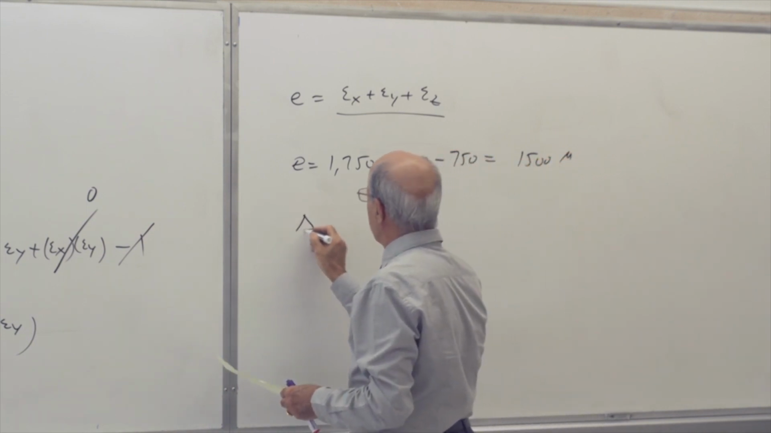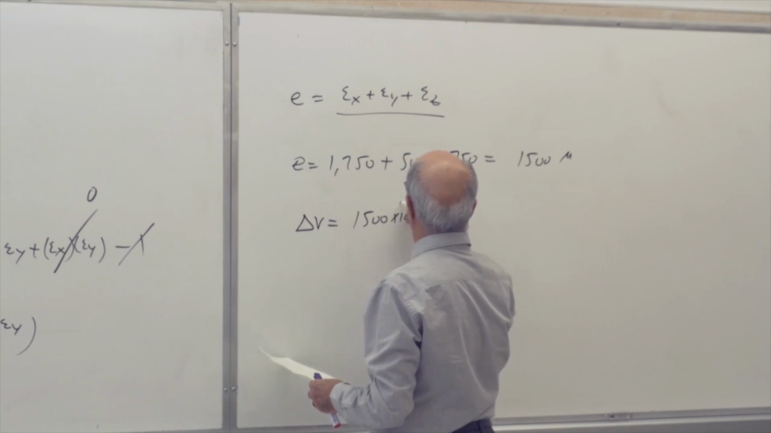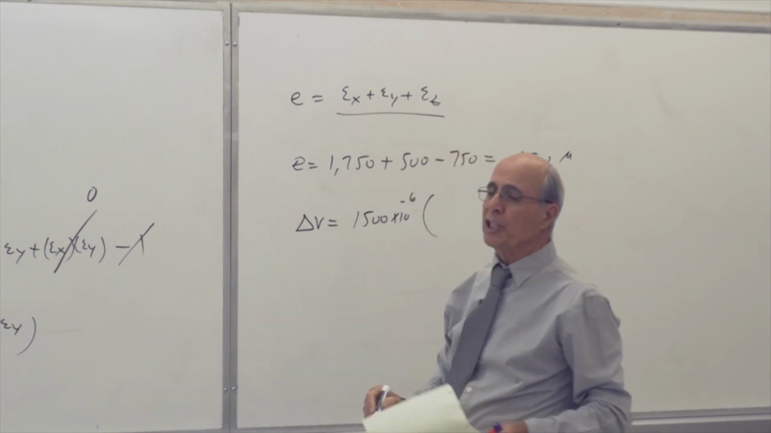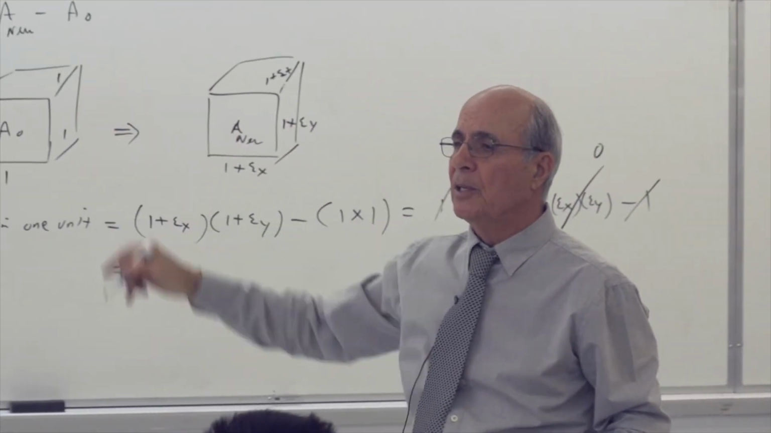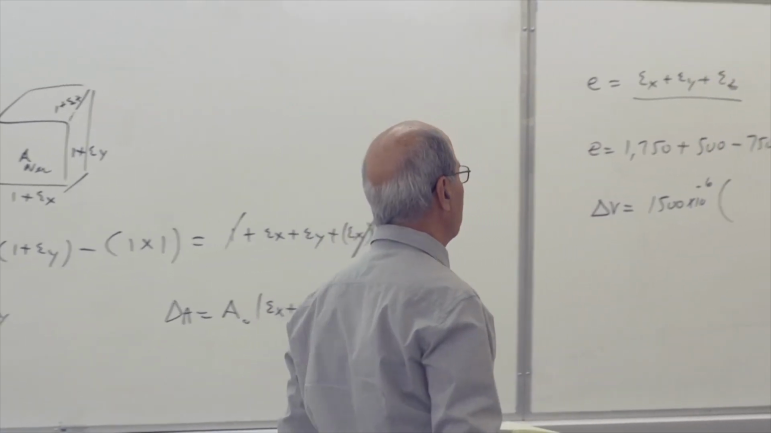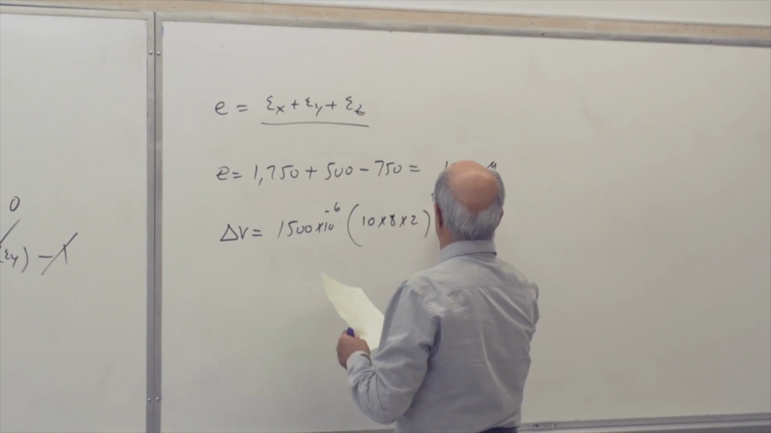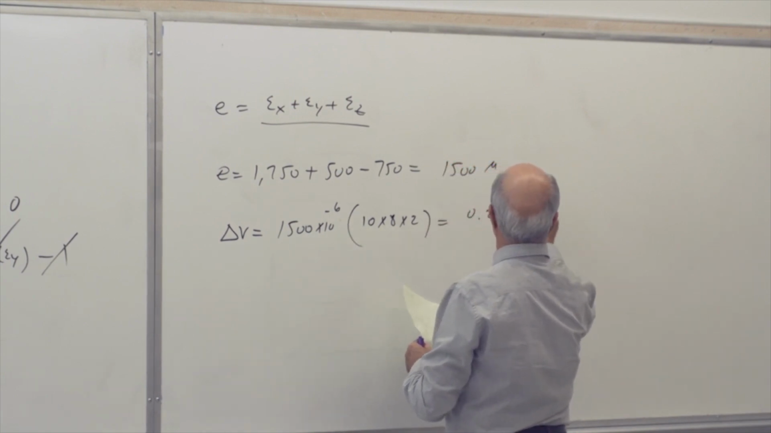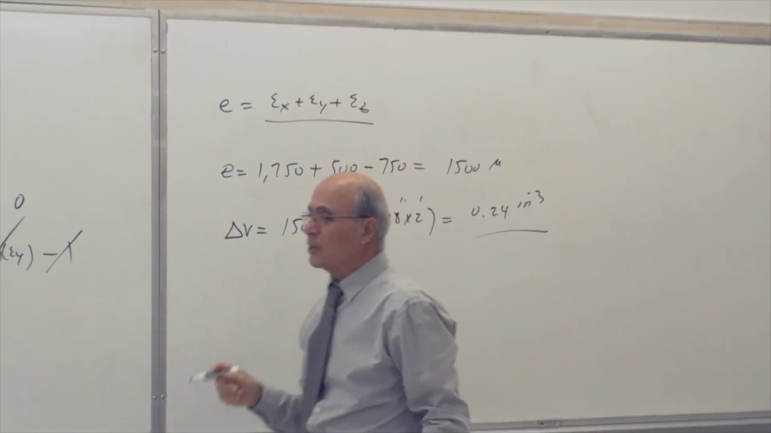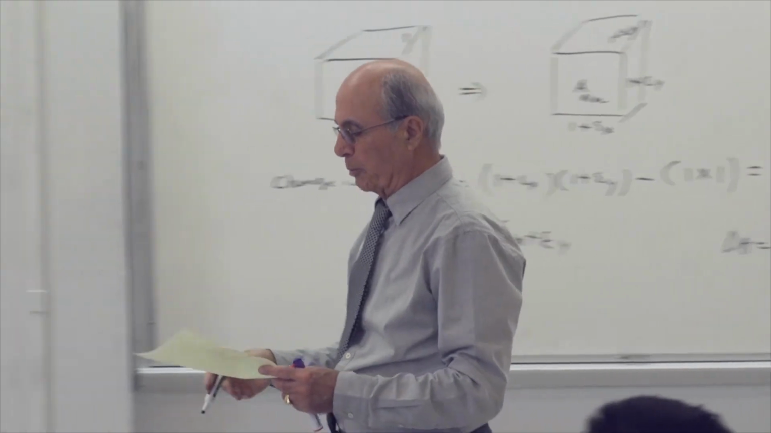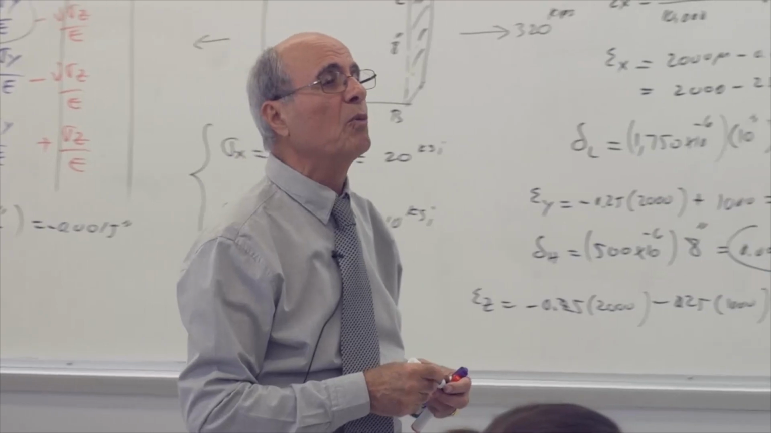Then you calculate the change in the volume equal to 1,500 micro, which is 10 to the power of minus 6, multiplied by the original volume. What was the original volume? It is 10 times 8 times 2. Is that correct or not? Yes, that's the way we do it. It becomes 0.24 inch to the power of 3. We calculate first the unit, and then multiply it by the volume, like the density I was talking about. e is the amount of change for 1 unit of volume.